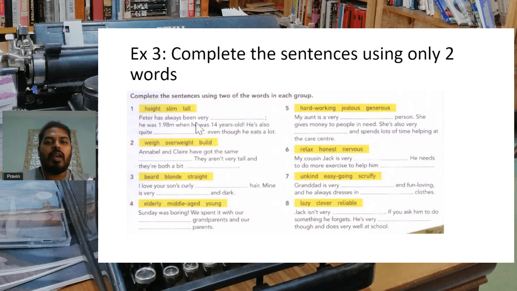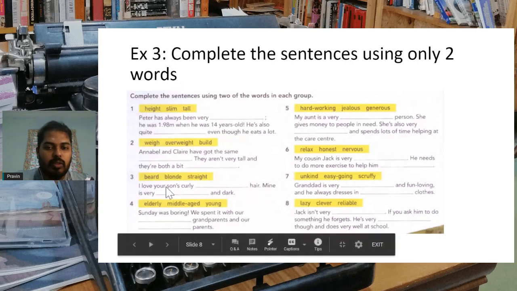Peter has always been, I rasa the jawapan is tall. Bukan slim kat bawah, tall kat sini. Height bukan height, is ketinggian. Okay, so this is what you need to do for exercise 3. You just need to read and you try to do.